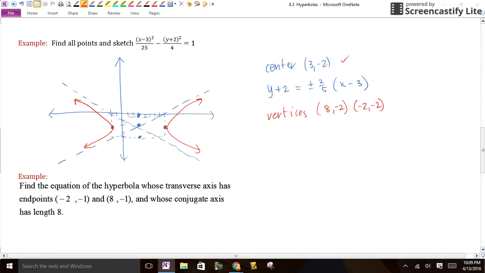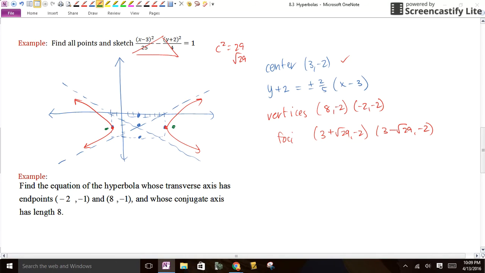And last but not least, foci. Well, they're root 29. So c squared equals 29. So that is root 29. That doesn't reduce. So I'm going to take this center and add root 29 to the x. So 3 plus root 29 comma negative 2 and 3 minus root 29 comma negative 2. It's a little more than 5. Remember, we went out 5, so foci are sitting right about here and here. Done. Don't scare me, right?